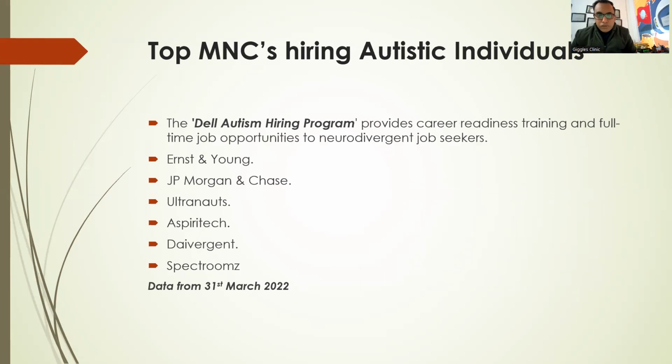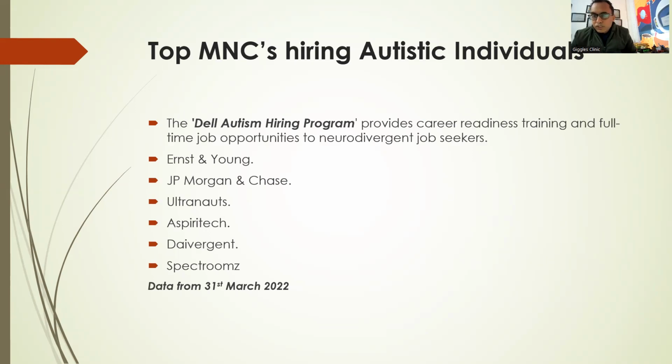And this is some of the data which I have taken from the top MNCs which are hiring autistic individuals, because we are now promoting neurodiversity. The concept of neurodiversity awareness is now coming up. This is the data which I have taken from 31st Jan 2022 till now. So Ernst and Young, JP Morgan, Aptitech, Divergent, and Spectrum.